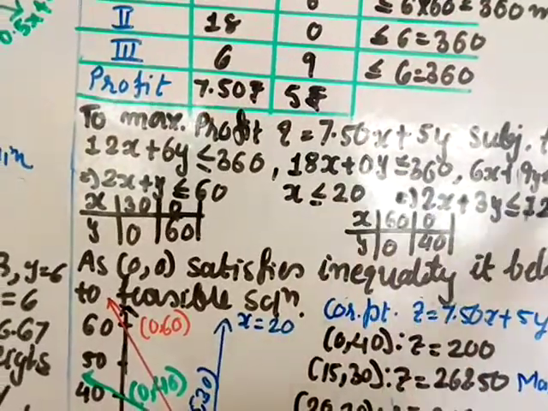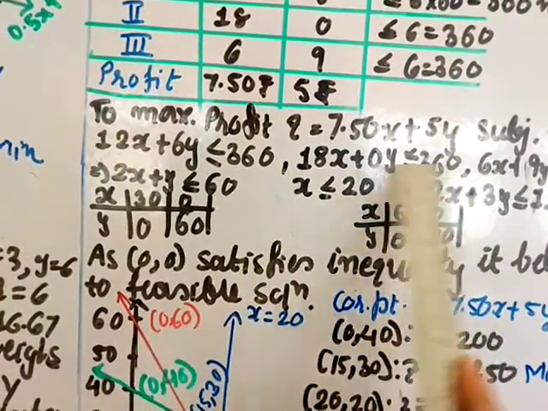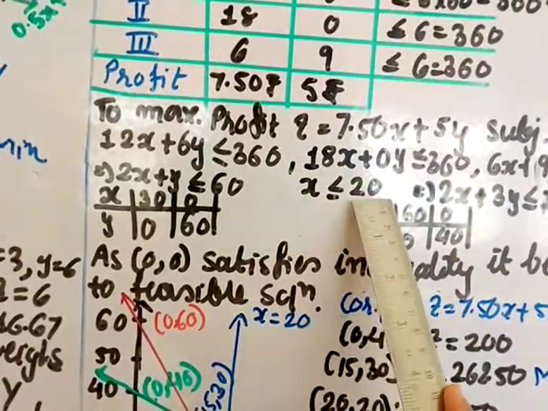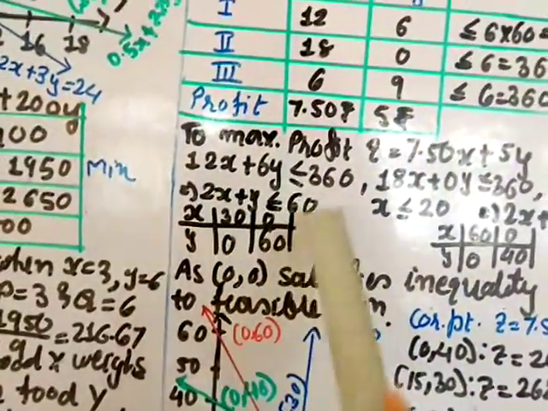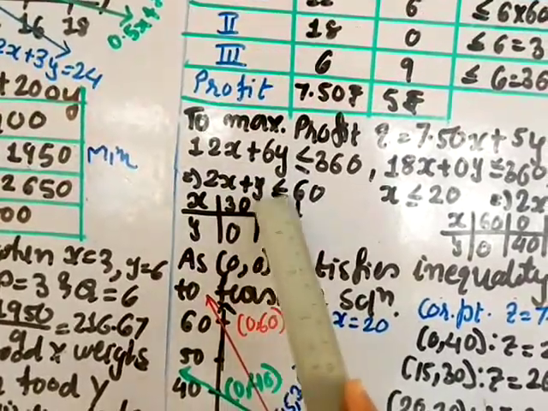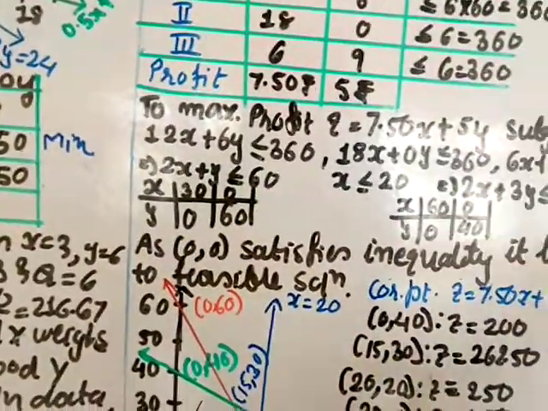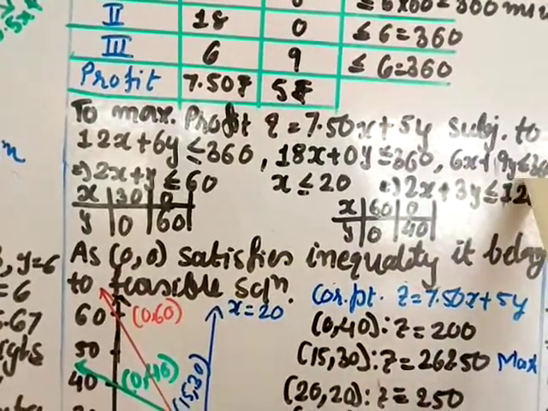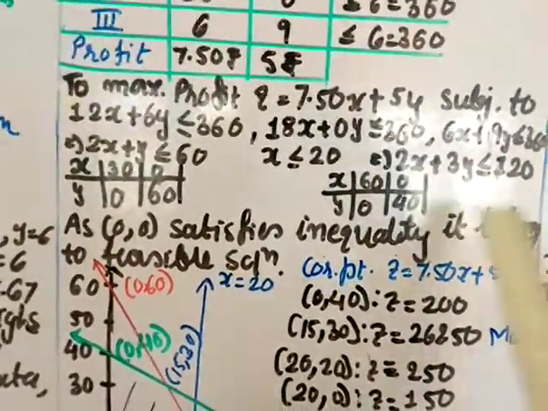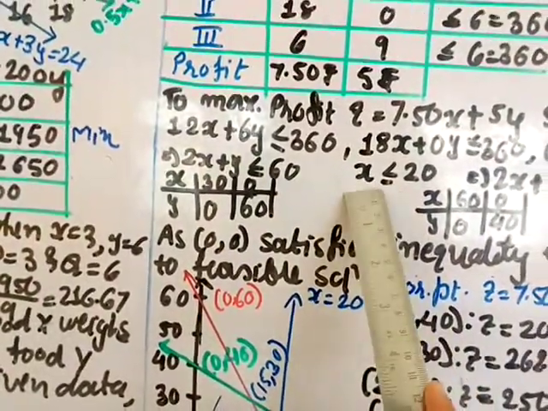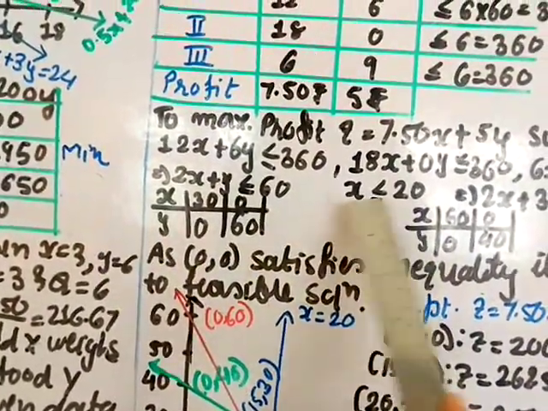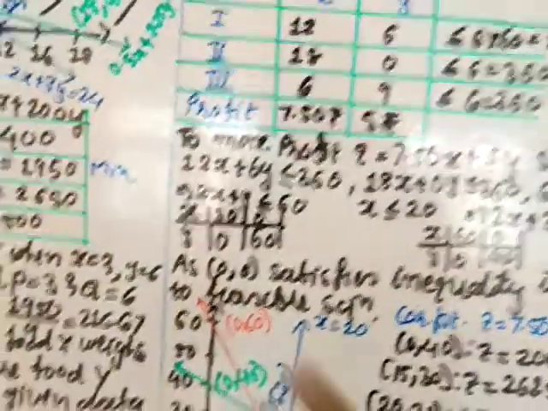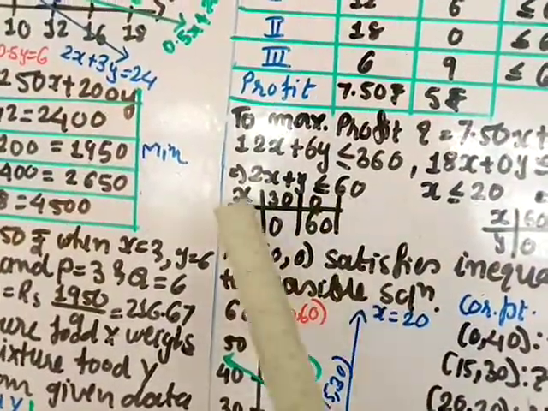Here 0y you can just cut, and 18x less than or equal to 360. So if you divide by 18, then x will be less than or equal to 20. Here also I am dividing by 6, so you get here 2x plus y less than or equal to 60. And here also dividing by 3, so you get here 2x plus 3y less than or equal to 120. Now find the points. For this no need, because this is the x equal to 20 line. We will not find for these points, only for these two equations. So for this, when you take y equal to 0, 2x equal to 60, so x value is 30.